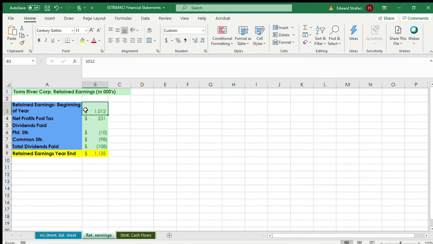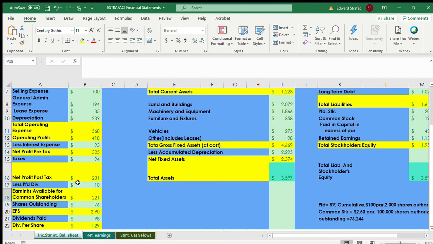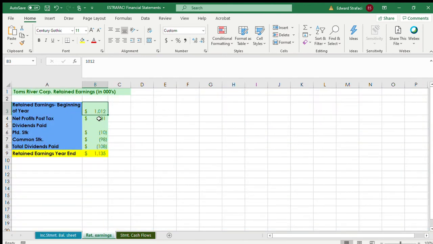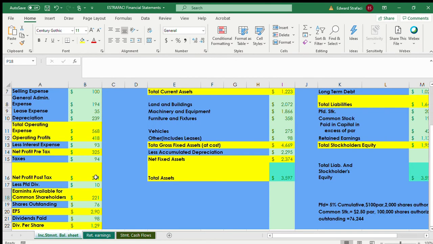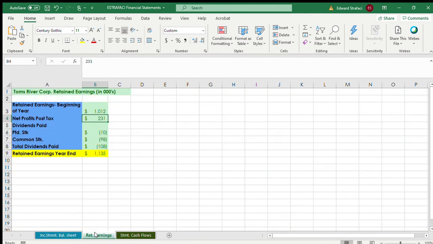At any rate, they started the year at $1,012,000, and if you go back to your income statement, they made $231,000 last year. This company earned net profits after they paid their taxes, because that's the point where you can distribute. That's not the cash flow. For the cash flow, the depreciation gets added back, but the net profits after taxes is where we start the process of seeing what our retained earnings are. Then after that, we pay our obligated preferred dividend of $10,000. And in this case, the company elected to pay $98,000 to their shareholders. So when you add those together, you get a number of 108. The sum is up here.